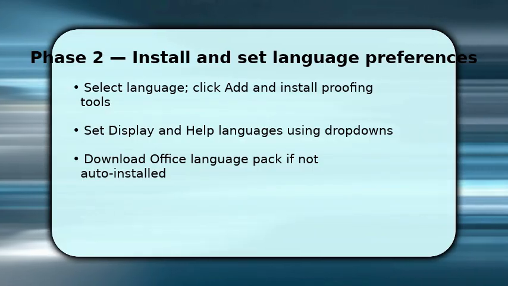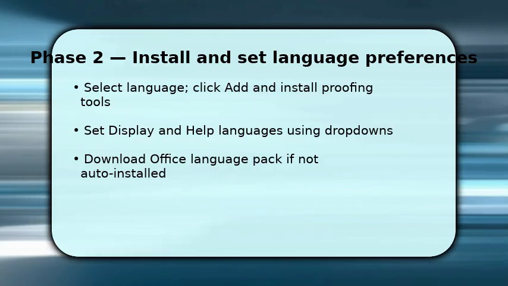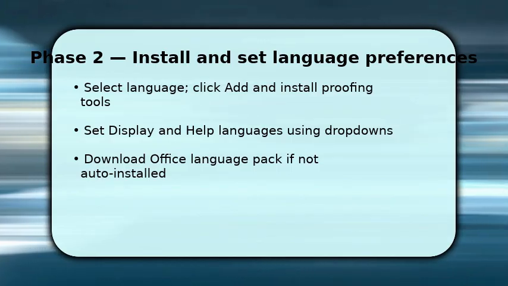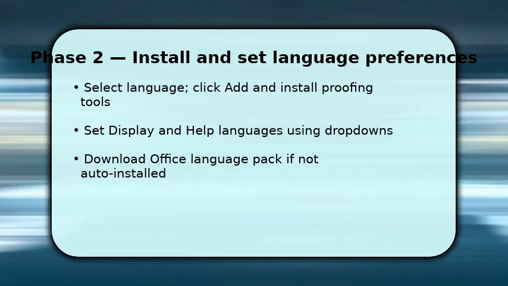Once the components are present, set the new language as default for editing, and, if desired, for display and help using the drop-downs. You may need to move it to the top of the list. If the UI language stays unchanged, close all Office apps and run Windows Update or the Language Pack installer manually. These steps ensure both typing and menus reflect your chosen language correctly.